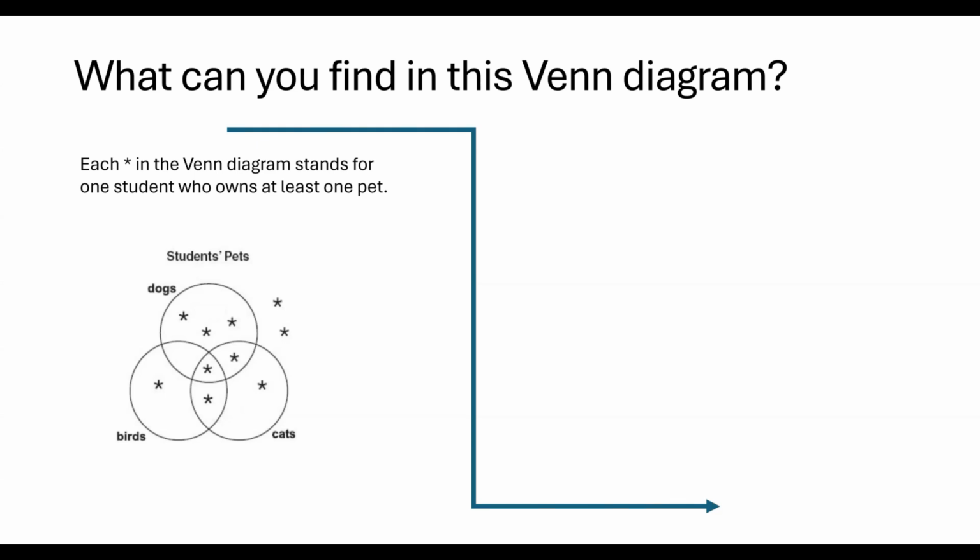So now you have the diagram. This thing can help you answer many questions. Let's have a look at some of the questions that the diagram can help you to answer. The first question is, how many students are there? Can you actually answer that? Read the question again. Each of the stars in the Venn diagram stands for one student who owns at least one pet. So yeah, this question is easy, isn't it? All you need to do is count the stars. 1, 2, 3, 4, 5, 6, 7, 8, 9, 10. There we are. We have 10 students. So yeah, this question can be answered.